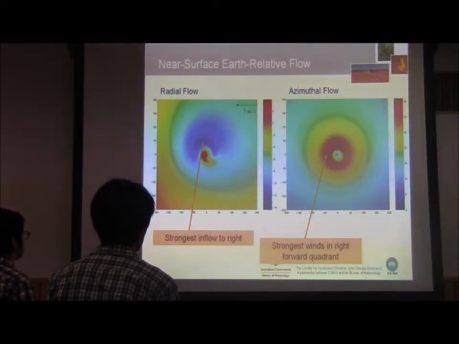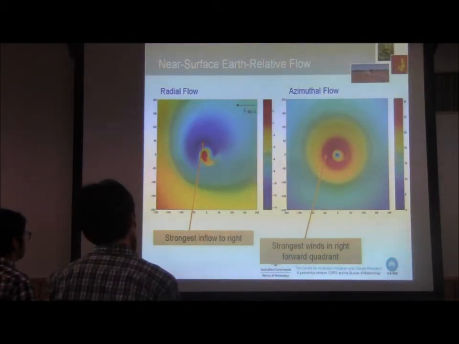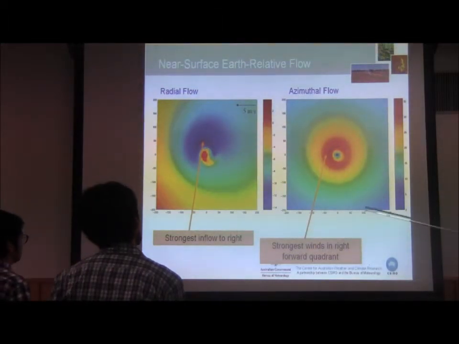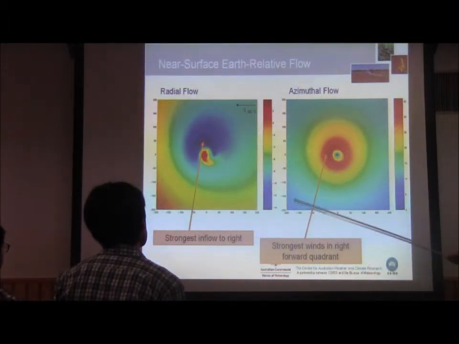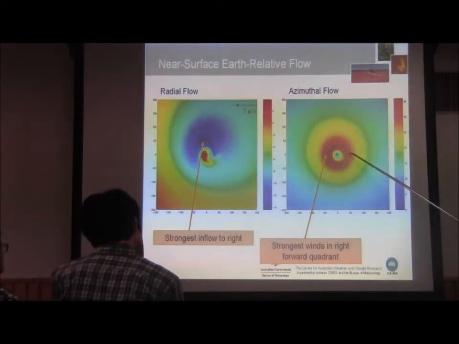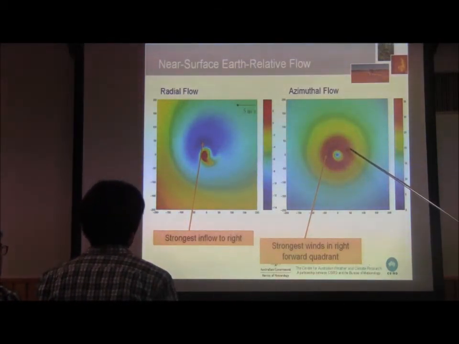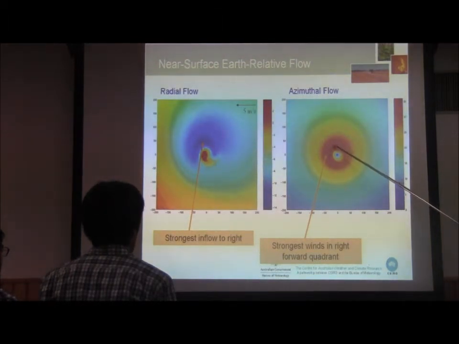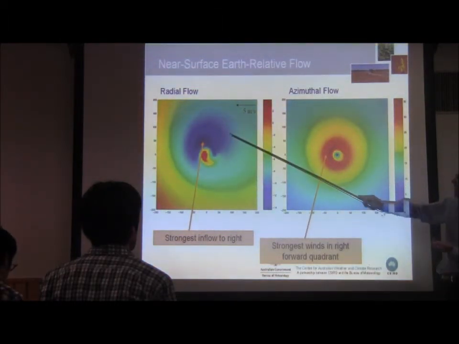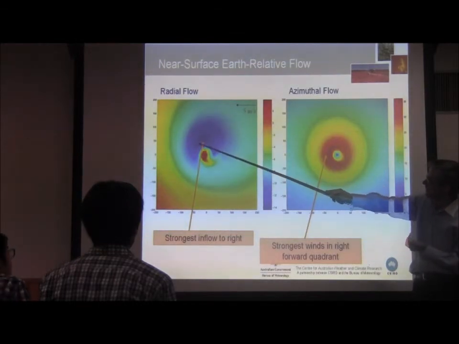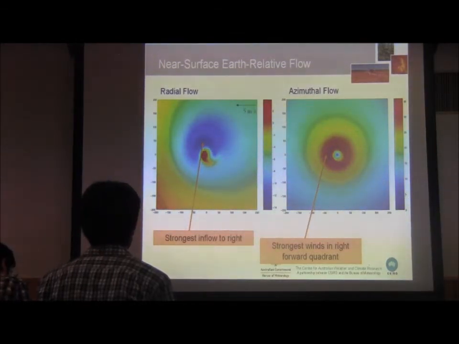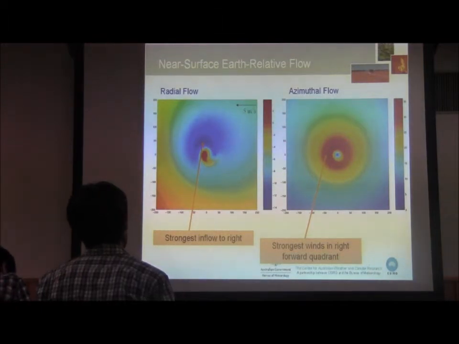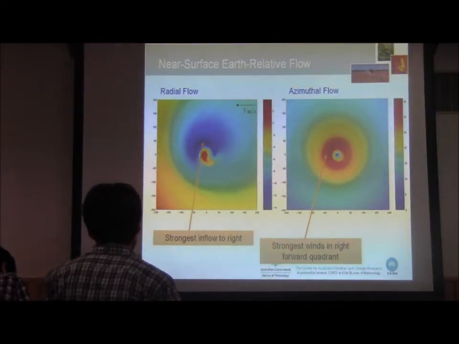If we run the model in the same circumstance, but this time the storm is translating rather than stationary, so the storm is moving to the left at 5 metres a second. These are the Earth-relative surface flow, the 10 metre flow. The azimuthal wind is a maximum in the right forward quadrant, and the inflow is a maximum to the right of the storm. And that's quite consistent with what we saw in the observations.